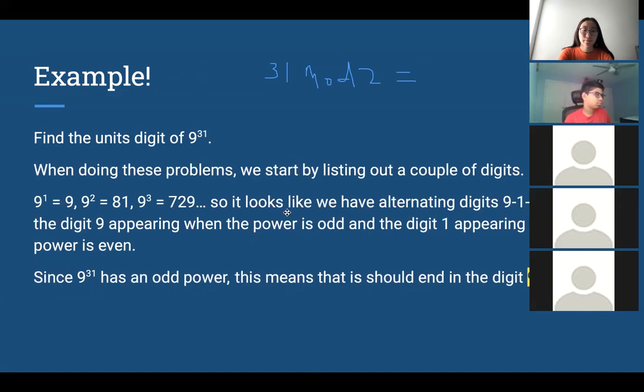Yeah, great. The answer would be 1. And then we look at the first number in the pattern, which would be 9. So same thing. And so the answer, 9 to the 31st, has a units digit of 9.